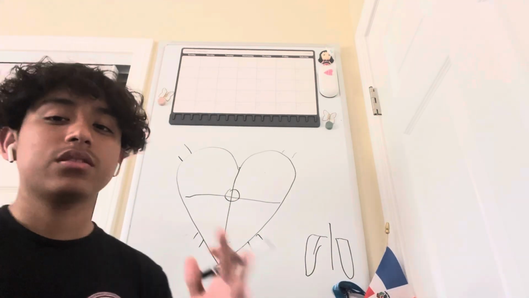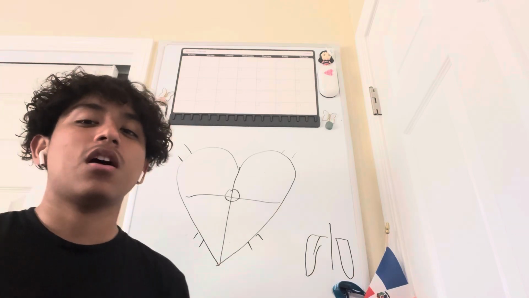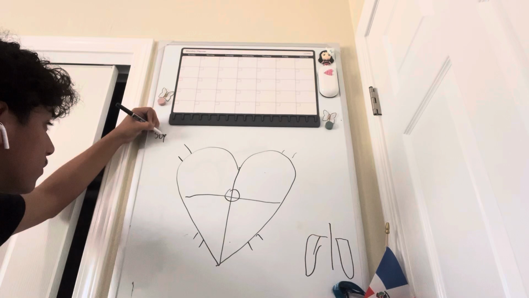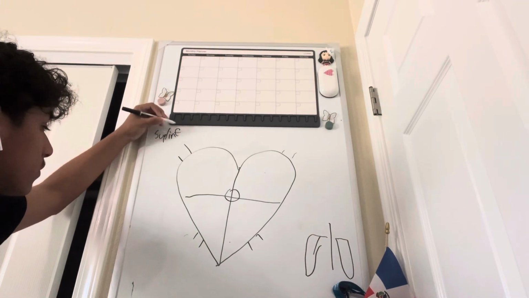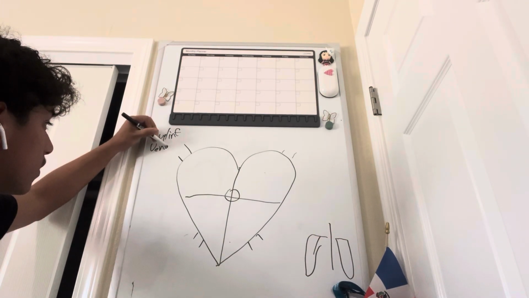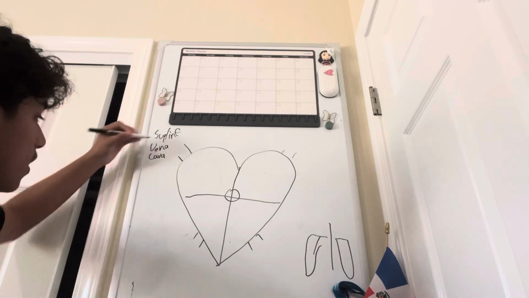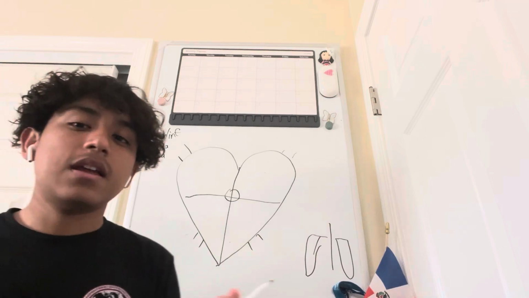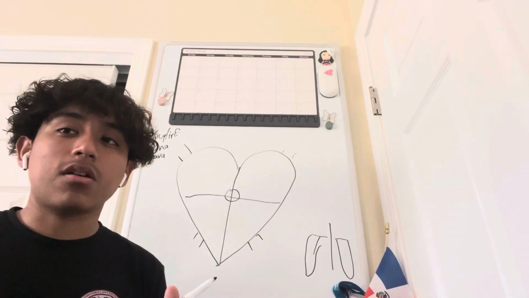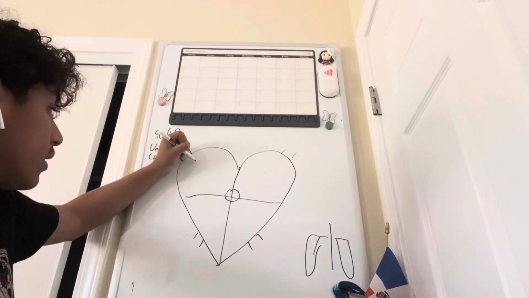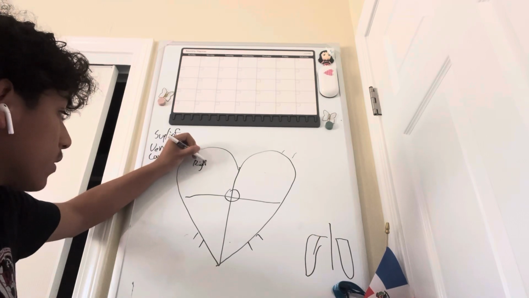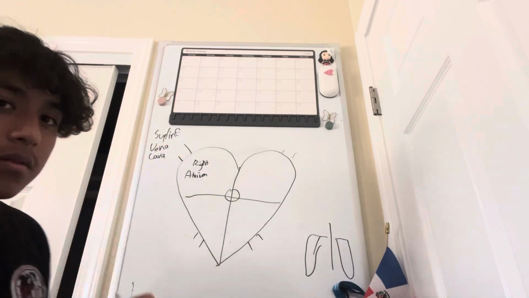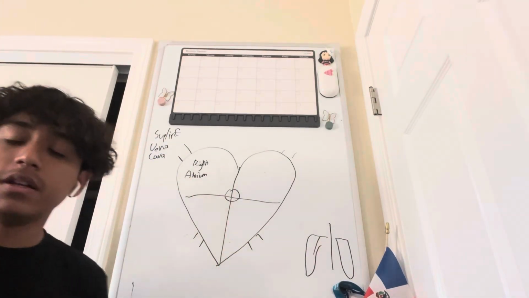So let's start with the superior/inferior vena cava. Basically, where it starts up here. This is where the blood starts to go in through the heart, and after it gets into the heart, it goes through what is called the right atrium. Blood goes through here. All right.